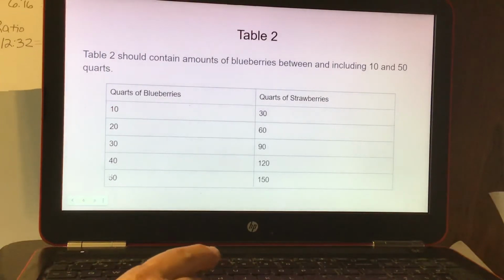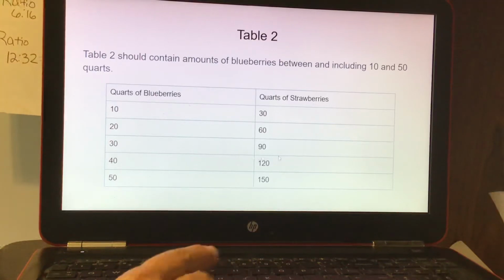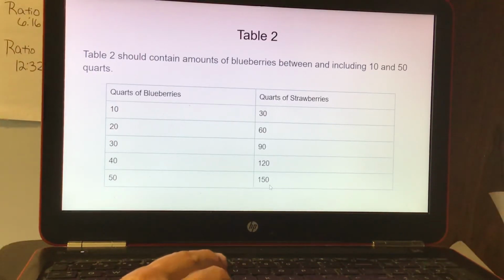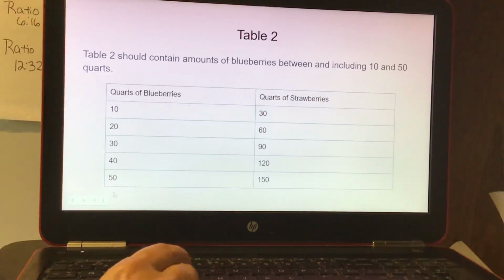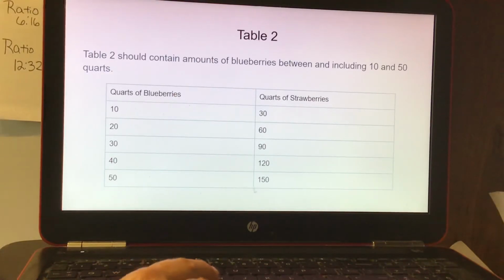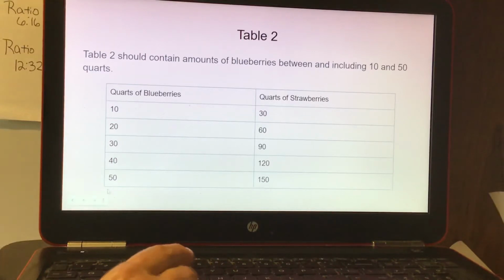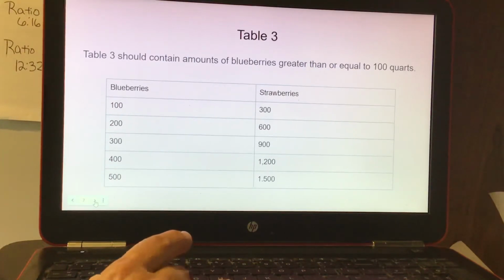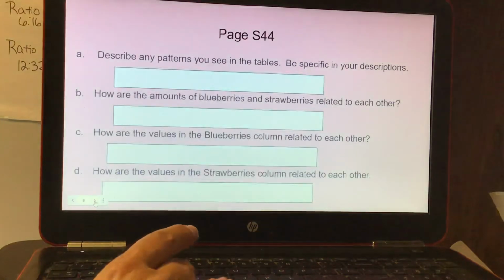Okay, so at 50, there's 150 strawberries, so you multiply it by 3. It's 3 times the amount of strawberries. So if it's 60, it'd be 3 times 60, it'd be 180. But they want 70, right? 70 blueberries, so 70 times 3 is 210 strawberries then. I think that's what they asked. Let's look.